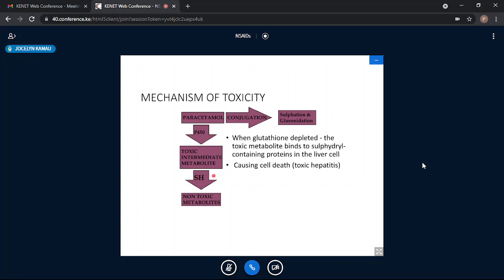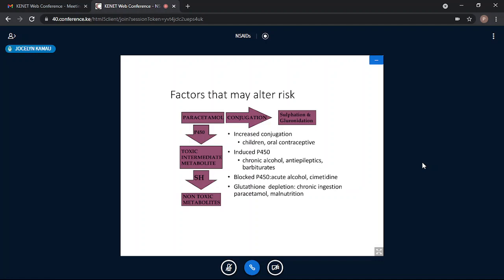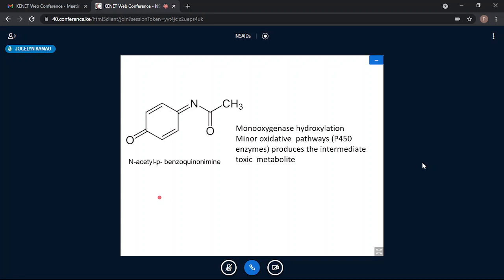enzymes or cellular proteins, or this one is binding with this GSH, all that one will give us non-toxic metabolites. If we do not have enough of GSH, then that's where it will bind our cellular tissues, it will bind our enzymes, resulting in death. When glutathione is depleted, the toxic metabolite binds to sulfhydryl-containing proteins in the liver cells or even in the kidneys, causing cell death or toxic hepatitis. And that is the reason for the death or toxicity which is caused by paracetamol.